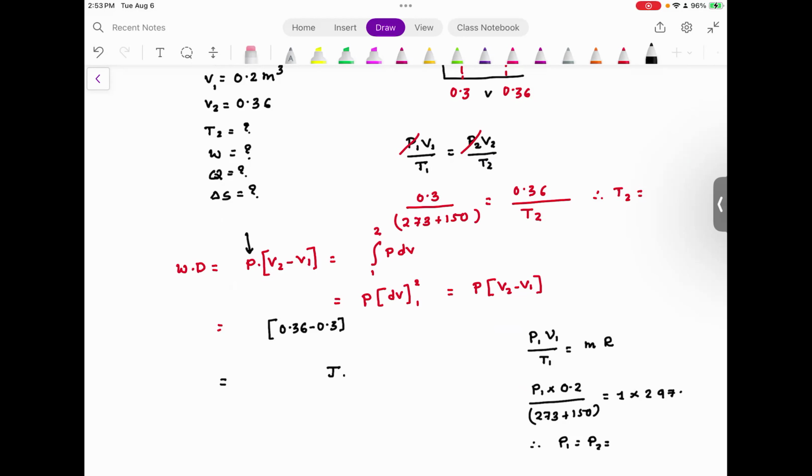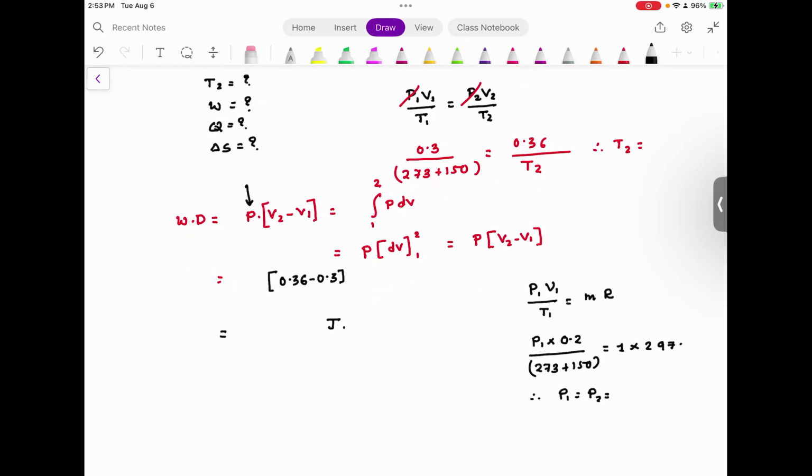Are you with me so far? The next part is we have to find out the heat transferred. First law of thermodynamics for the closed systems is given as Q is equal to delta U plus work done, or PV. So you can use this equation to find out the value of delta U plus W.